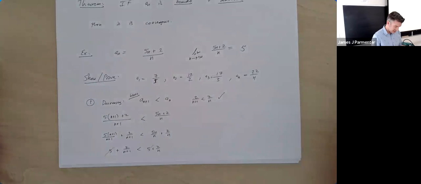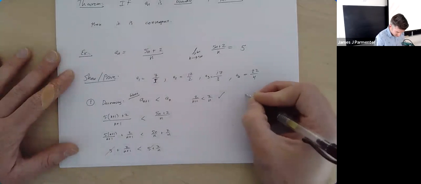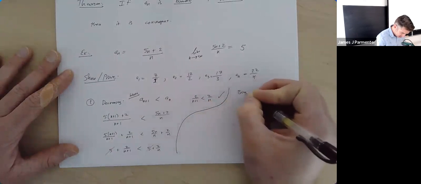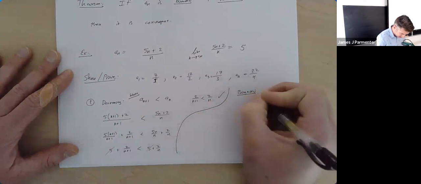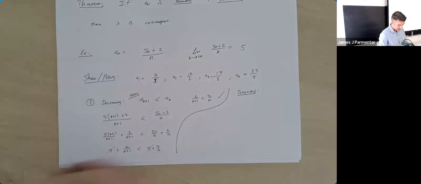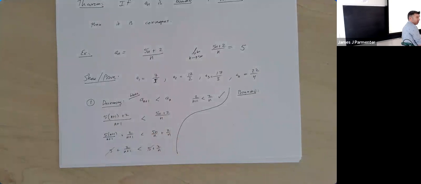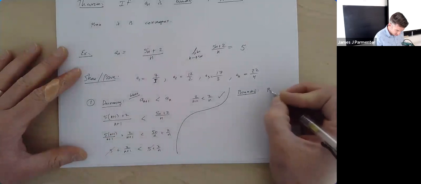Okay, is it bounded? So since we showed the sequence is decreasing, we only really need to worry about it being bounded above or below. Right, if it's getting smaller, we have to make sure that it doesn't get negatively infinitely small. So we have to check out below. So is it bounded below?